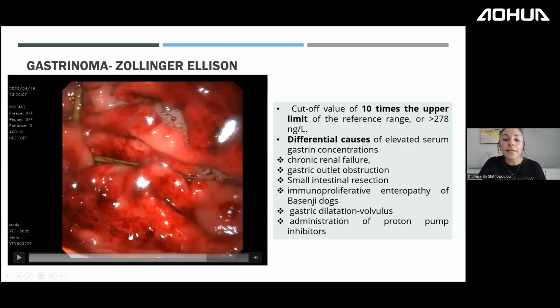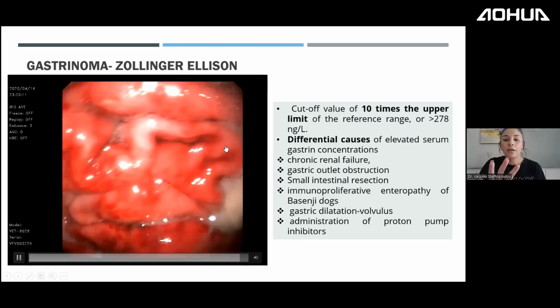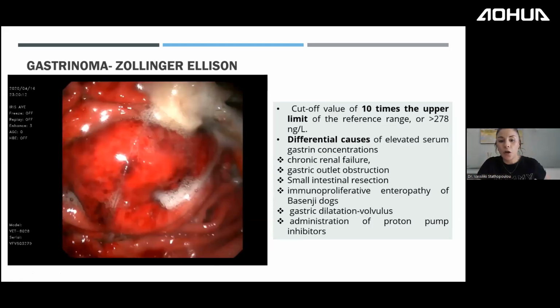So you see these extensive ulcers, and these are in the body of the stomach. Okay. This dog had gastrinoma, Zollinger-Ellison. How can we diagnose gastrinoma? It's a pancreatic tumor, an endocrine pancreatic tumor.